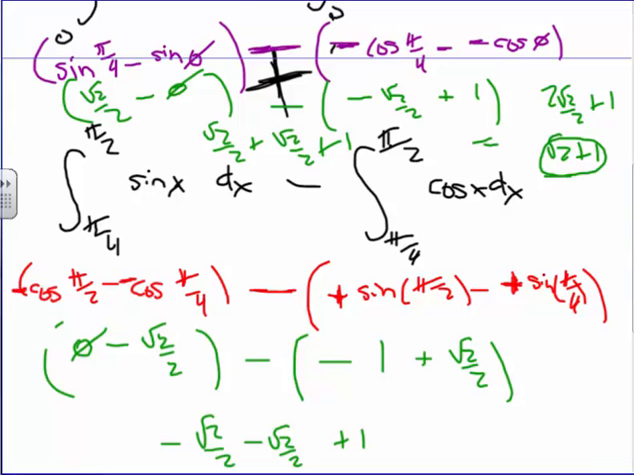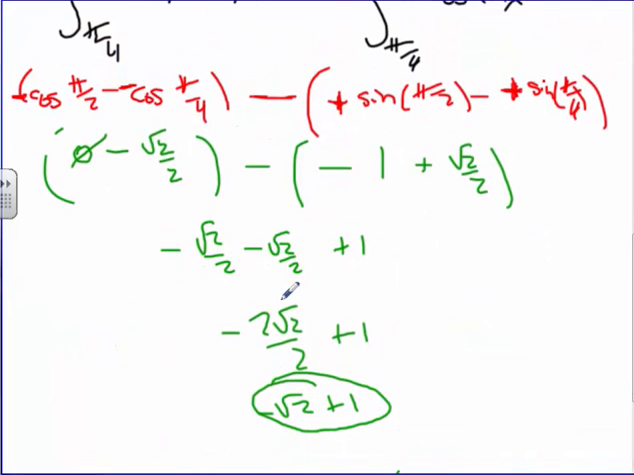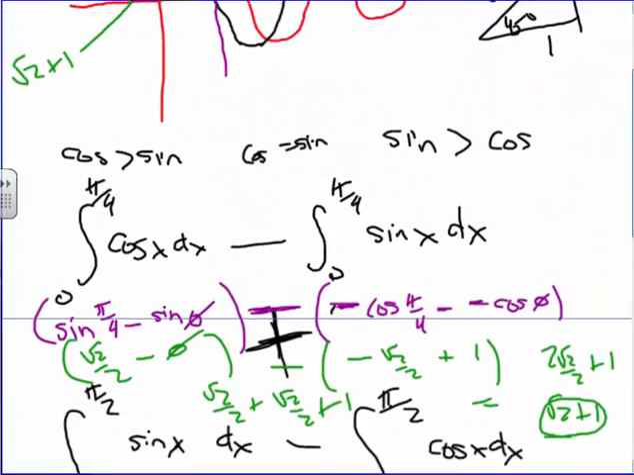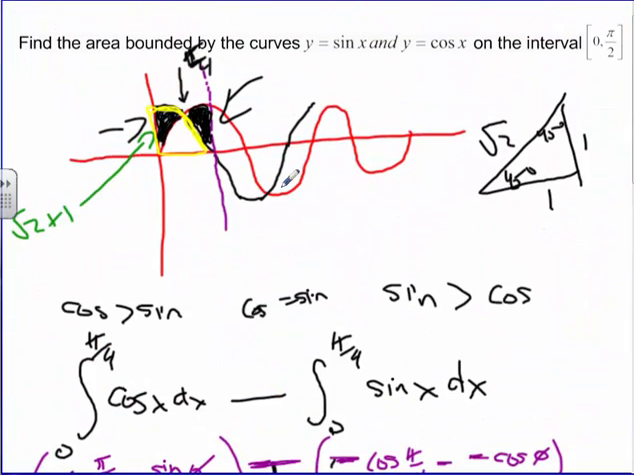Because I knew something was funky. Here's why I knew it was funky. Right here I got an area that was negative root 2 plus 1. And I knew that negative root 2 plus 1 is a negative number ultimately, and I was like, how do I have negative area? I'm not below the axis. Because all of this is above the axis. Down here I'd have negative area, sure, but not up there.